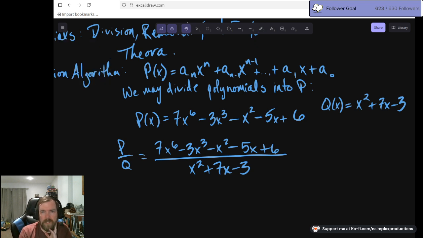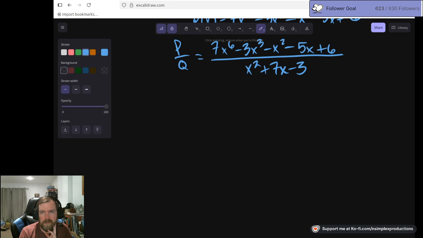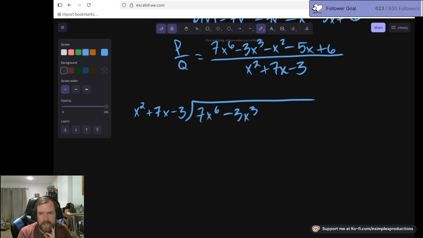However, we can use the division algorithm. This is x squared plus 7x minus 3 divided into 7x to the 6 minus 3x cubed minus x squared. You might be screaming right now. It's all right. Don't worry. I got it.